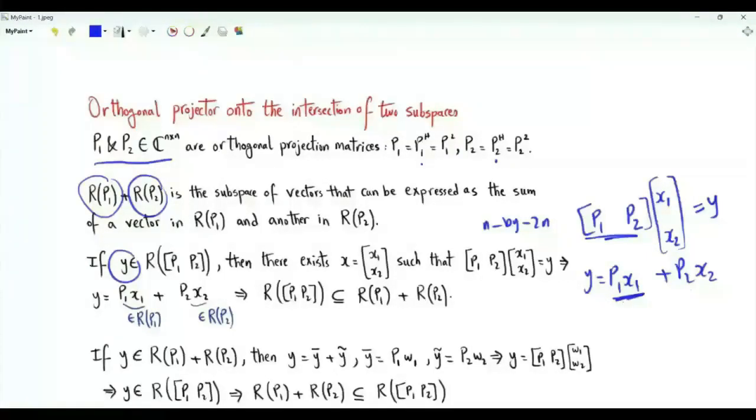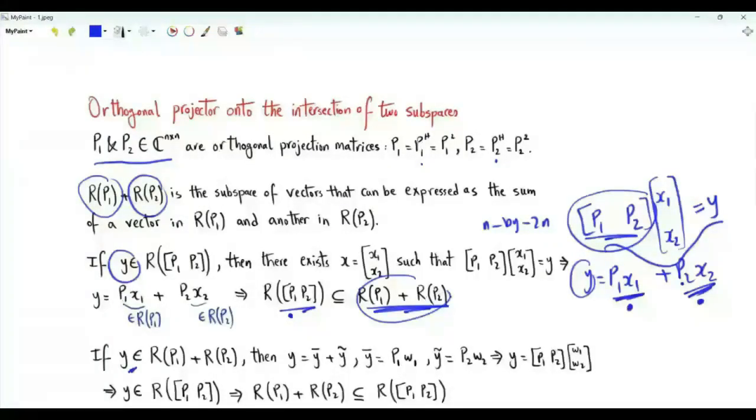This is a vector in the column space of P1. That vector is in the column space of P2. Thus y is the sum of two vectors, one in the range of P1 and another in the range of P2. The range of this n by 2n matrix is a subset of this subspace. Any vector in this range is always expressible as a vector in the range of P1 plus a vector in the range of P2.